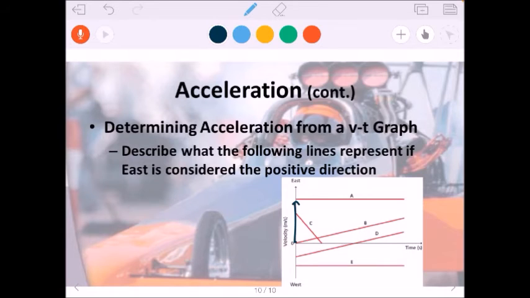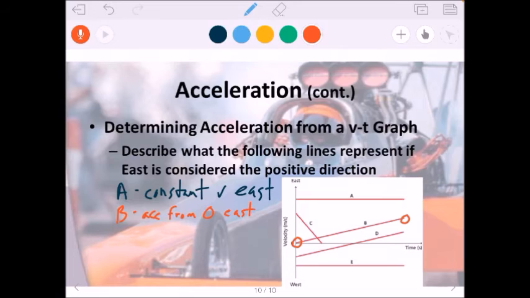So we would say that A is moving at a constant speed, constant velocity, east. All right, now let's take a look at B. B is starting at a velocity of 0 and then is accelerating in an easterly direction or a positive direction. So for B, we would say it is accelerating from 0 east.